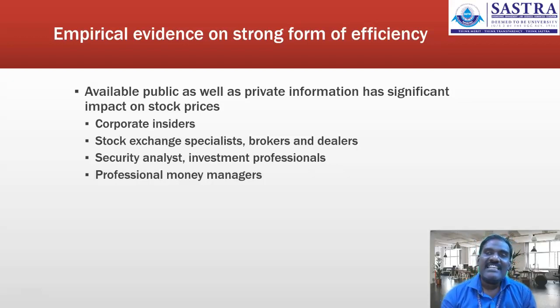So what is such information? What is it that can influence the strong form of efficiency, the information we call private information? The first one is corporate insiders. The key employees working in a company may spread some key financial or strategic information about that company, disclosing it to their close relatives. That we call corporate insiders.